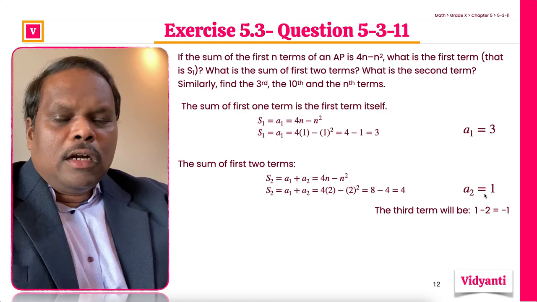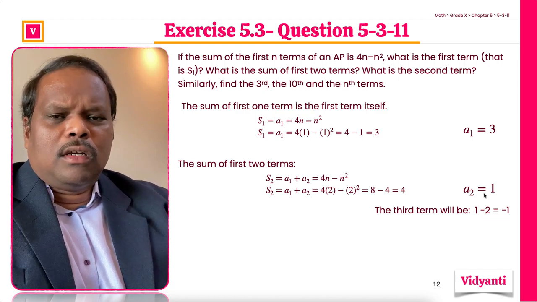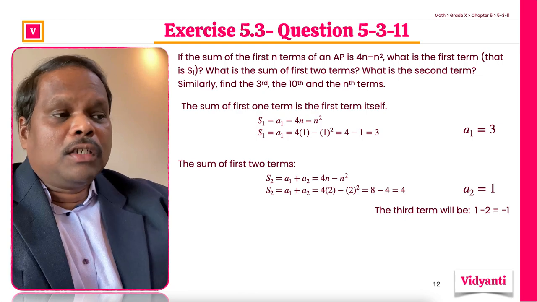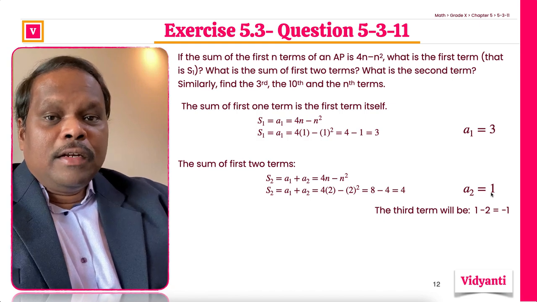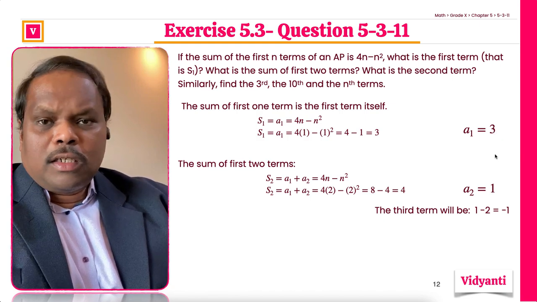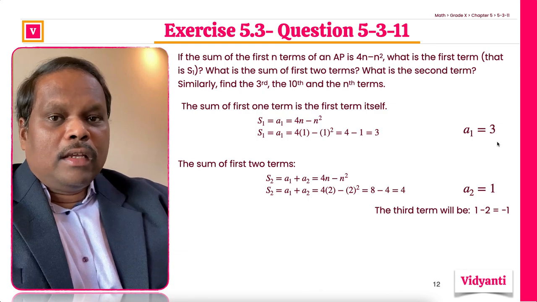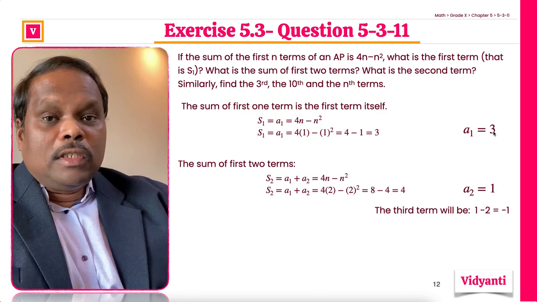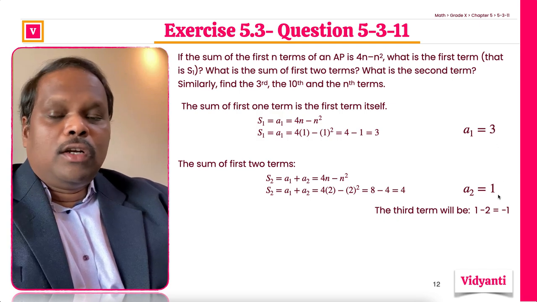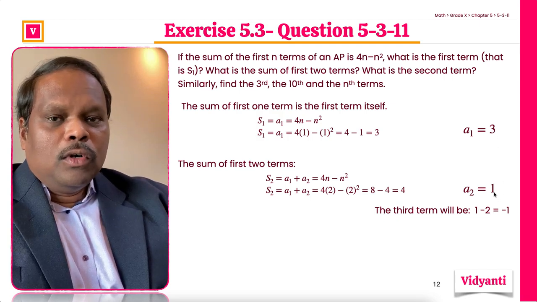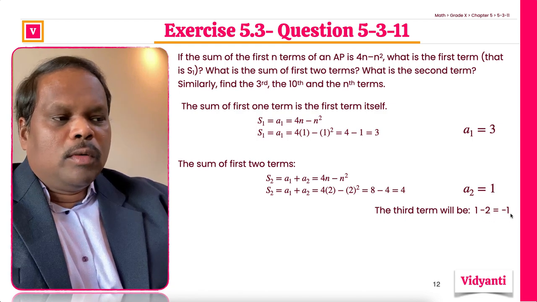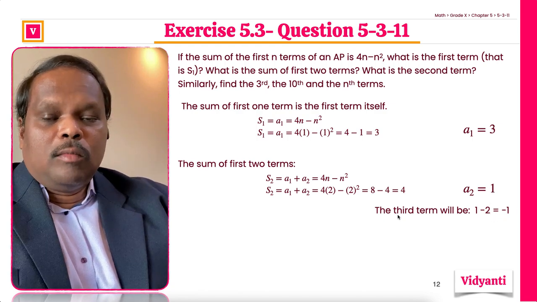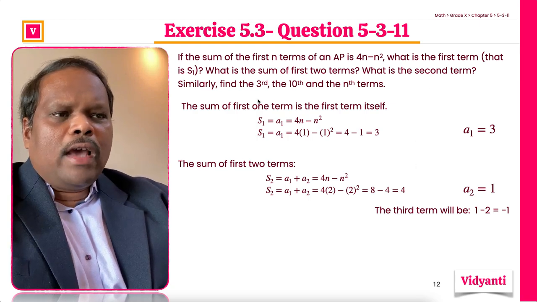Now, the third term. Once we get the two terms, we have some characteristics of that arithmetic progression. From 3, we are jumping to 1. So this is a decreasing arithmetic progression, and the constant difference d is negative 2. Starting with 3, we went to 1, a decrease of 2. So if you want to proceed further, we have to decrement this by 2 again. So 1 minus 2 will be negative 1. That will be your third term. So we have answered up to here.